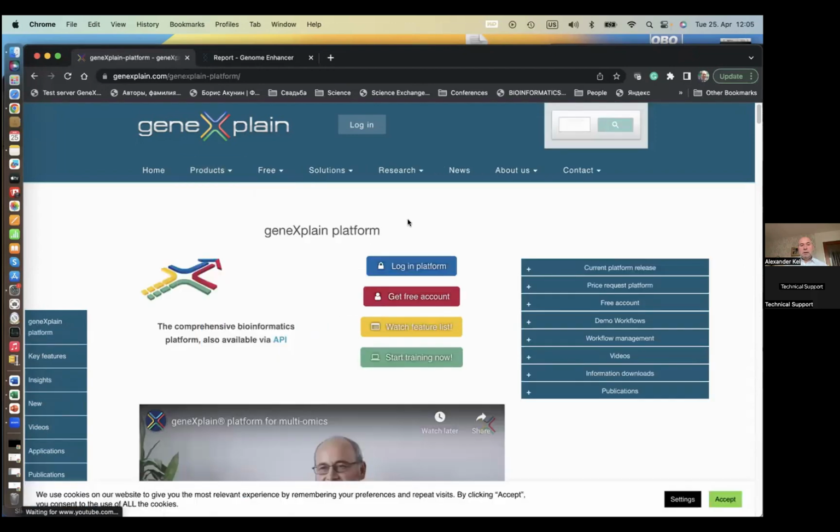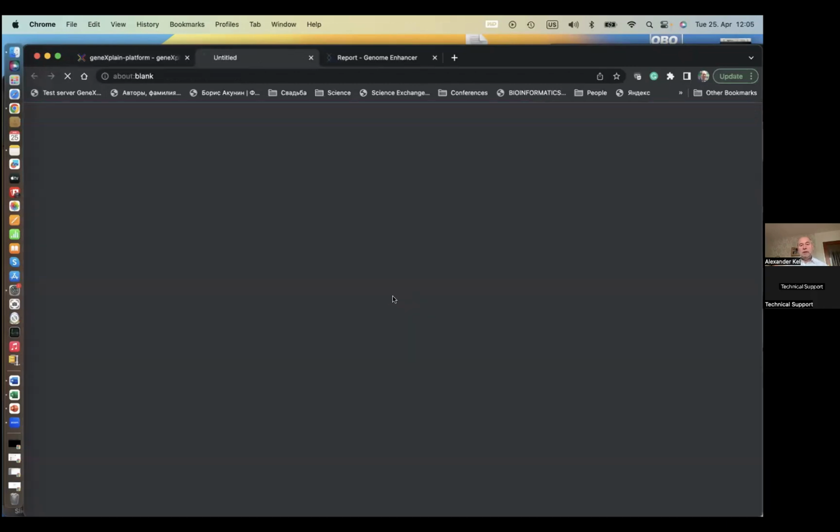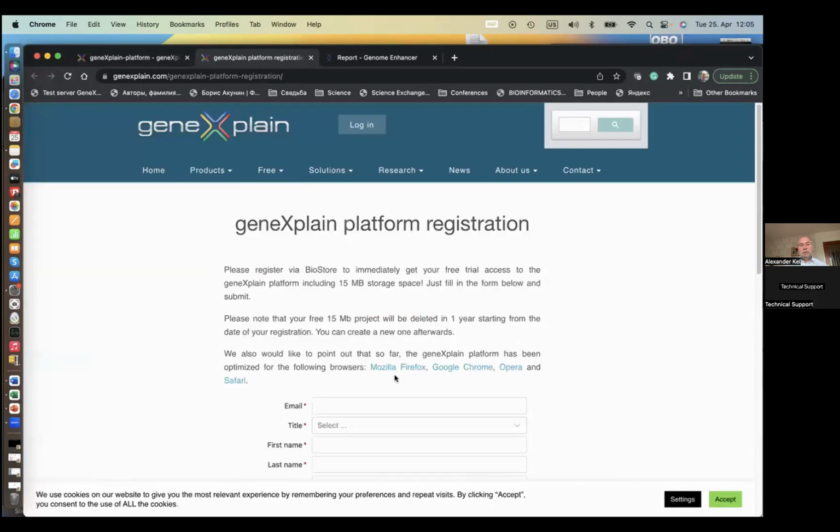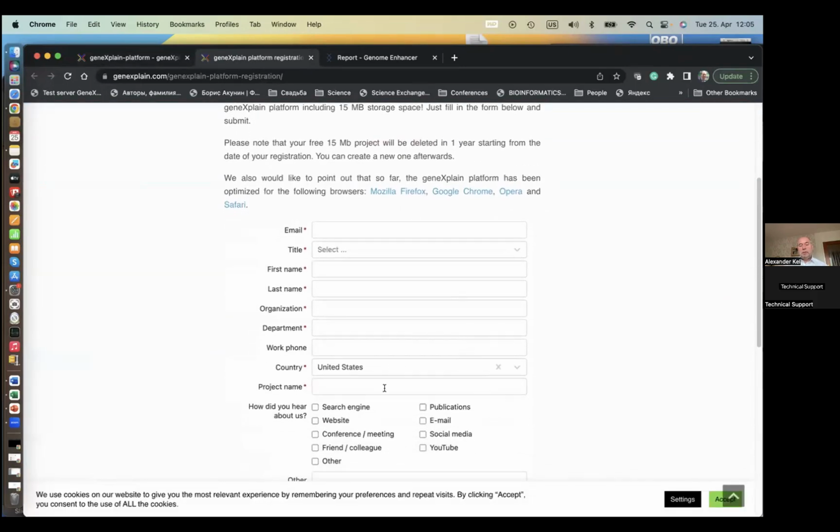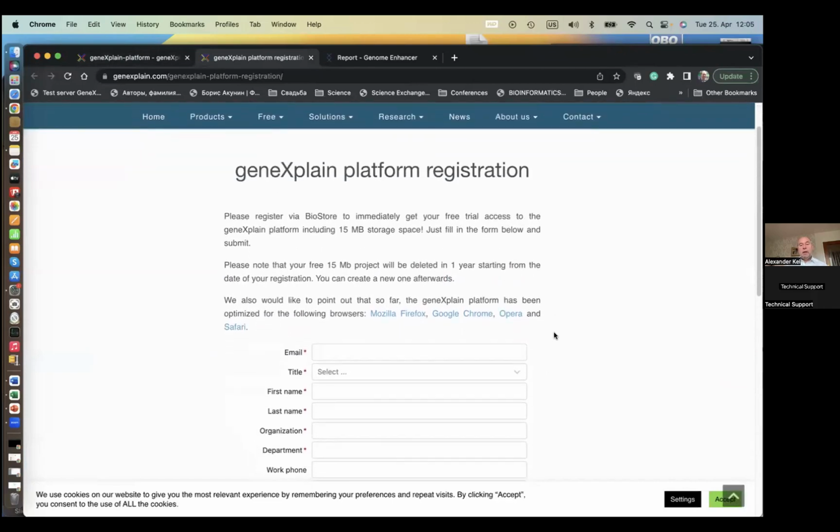We have a possibility to get a free account. It's your lifelong account. You just create it and you get it. There is a very easy form. You fill it in and you immediately get the password, and the link where to go. And this account has quite small space. It's only 15 MB, where you can put your data and analyze your data.